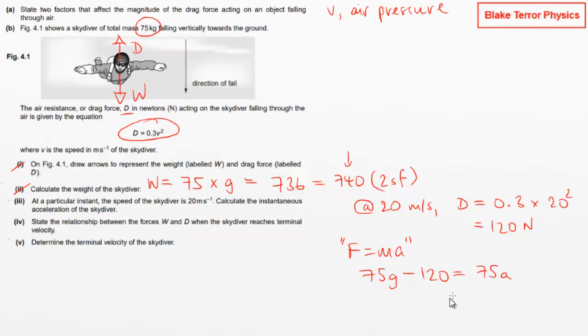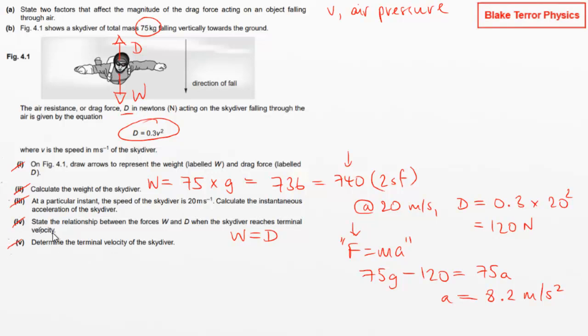So A equals 8.2 meters per second squared. State the relationship between the forces W and D when the skydiver reaches terminal velocity. Well, the whole point of terminal velocity is we're going as fast as we can go. We don't have any net force anymore. We have no acceleration. So that is when W equals D. That is the point of it all.